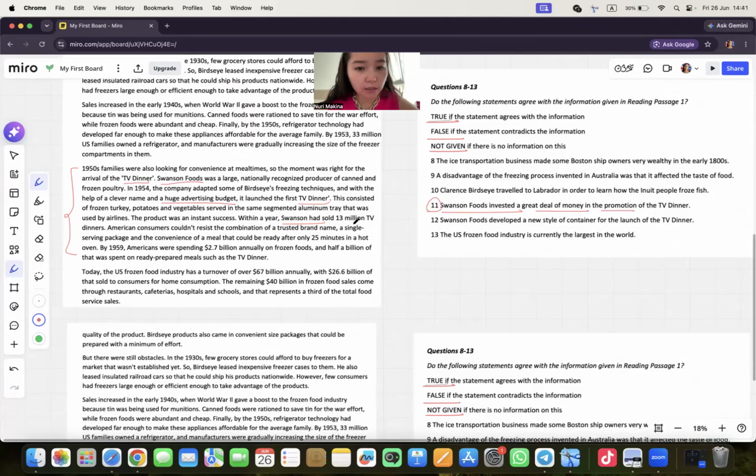Within a year, Swanson had sold 13 million TV dinners. American consumers couldn't resist the combination of a trusted brand name, a single serving package, and the convenience of a meal that could be ready after only 20 minutes in a hot oven. By 1959, Americans were spending 2.7 billion annually on frozen foods.